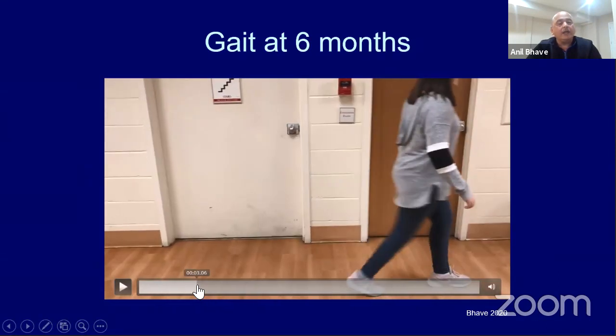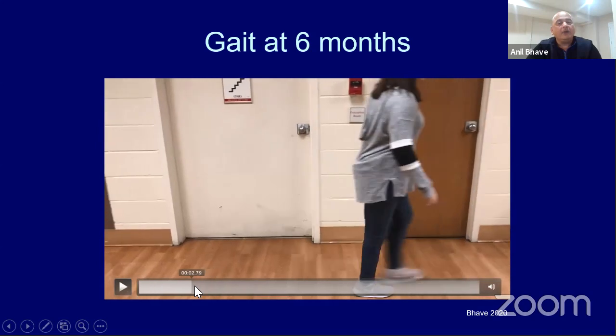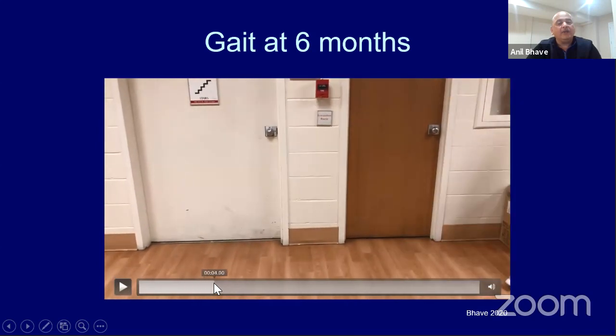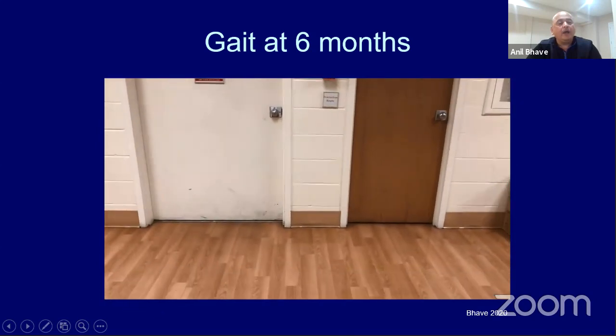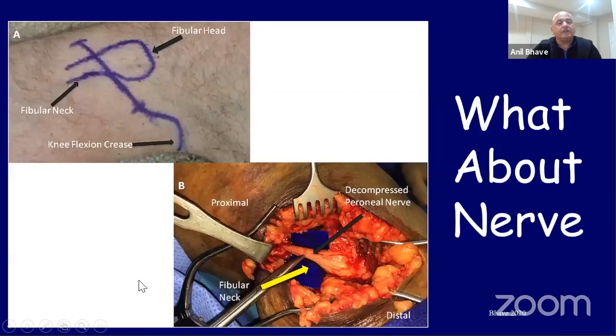This girl has full extension in walking, but needs a foot surgery, and she will have this after the COVID to get her foot fixed. So that's her case. What about the nerve? What about the nerve problem? Well, the nerve problem is intense.